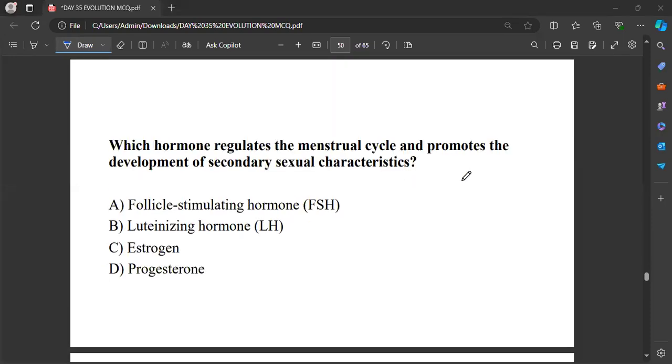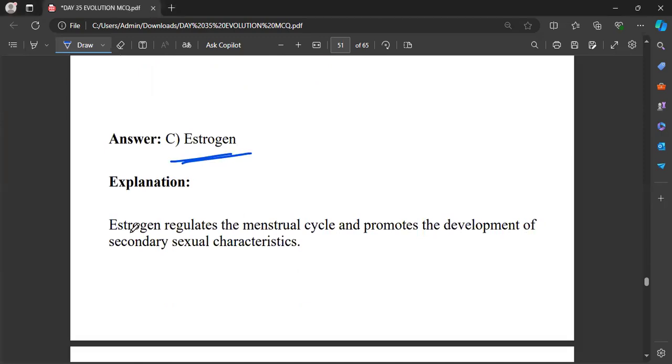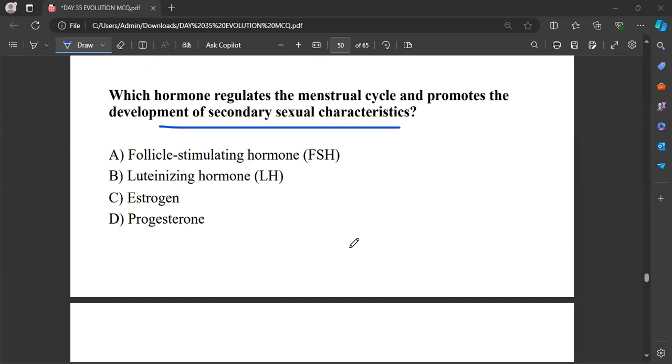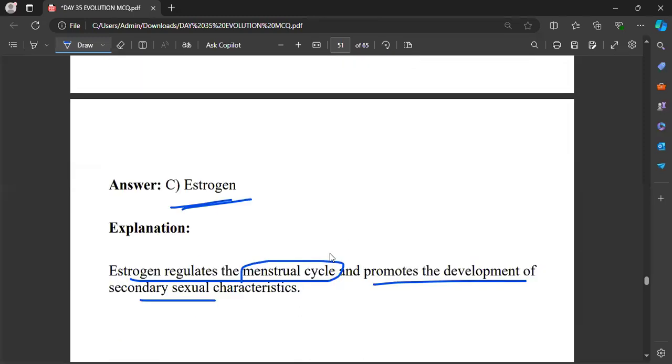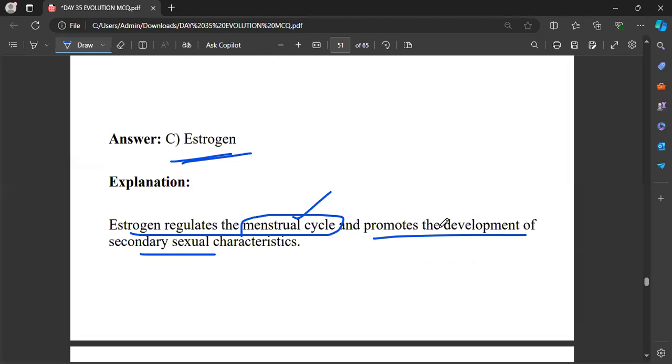Now, which hormone regulates the menstrual cycle and promotes the development of secondary sexual characteristics? That will be estrogen. See, this is the hormone that regulates the menstrual cycle and promotes the development of sexual characteristic features. If I asked which is regulating the pregnancy, then you can say progesterone. But the menstrual cycle will be completely under the control of estrogen.